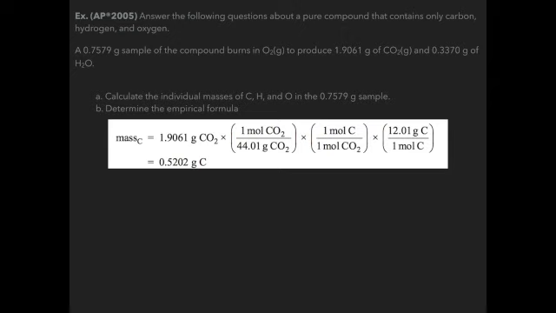So you start off with a mass 1.9061 grams of carbon dioxide, get into moles of carbon dioxide, get into moles of carbon, and then get into grams of carbon by multiplying by its molar mass, and that is the mass of carbon that you get.